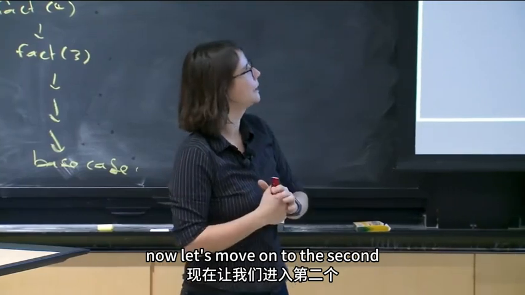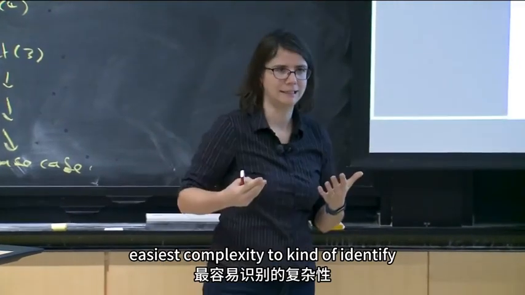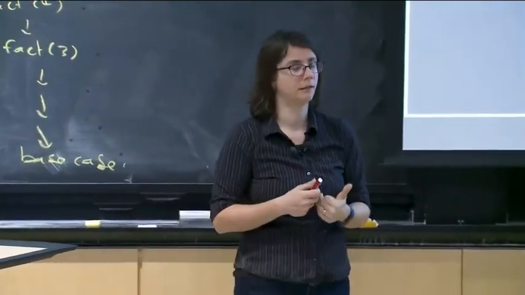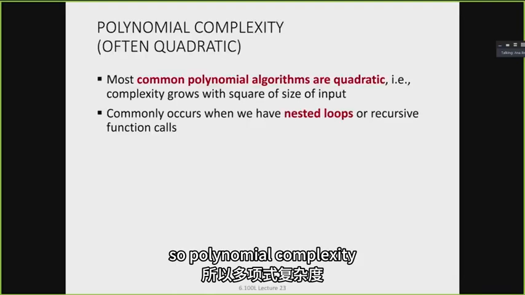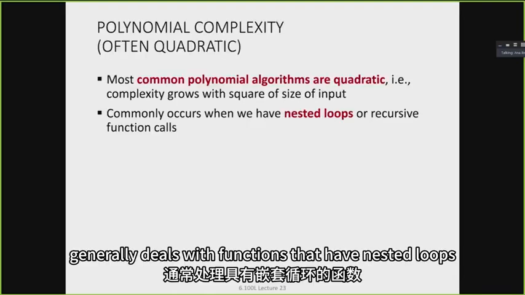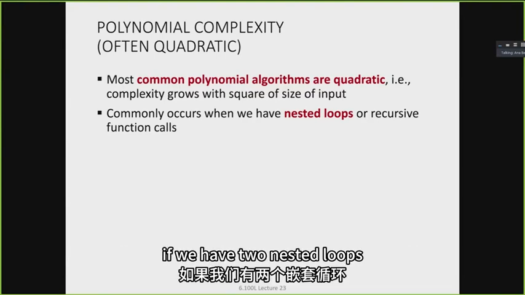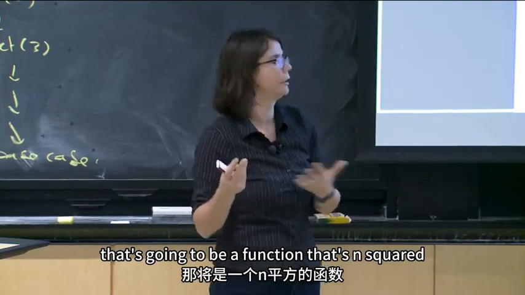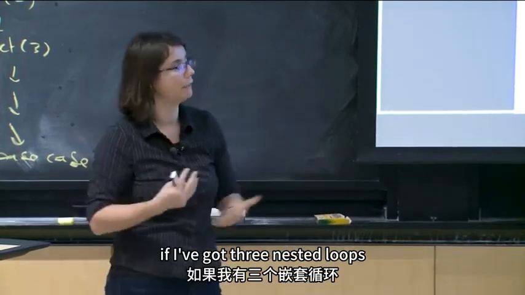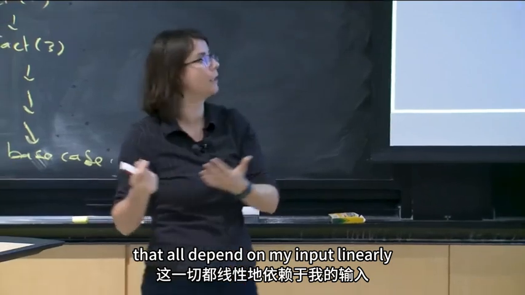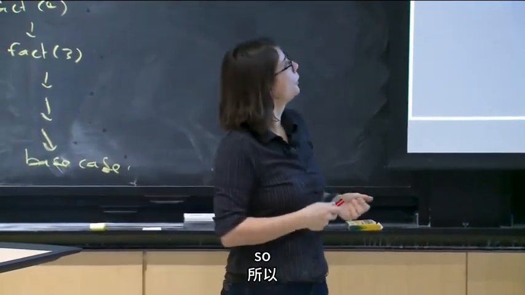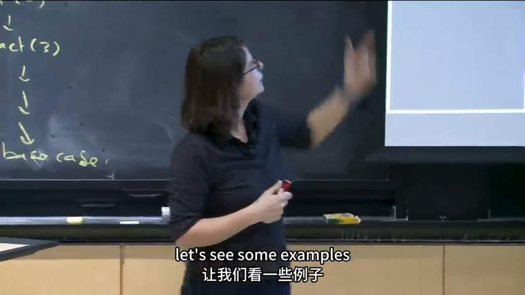Perfect. So now let's move on to the second easiest complexity to identify. That's the polynomial complexity. Polynomial complexity generally deals with functions that have nested loops. So if we have two nested loops that linearly depend on my input, that's going to be a function that's n squared. If I've got three nested loops that all depend on my input linearly, that's going to be n cubed. So let's see some examples.